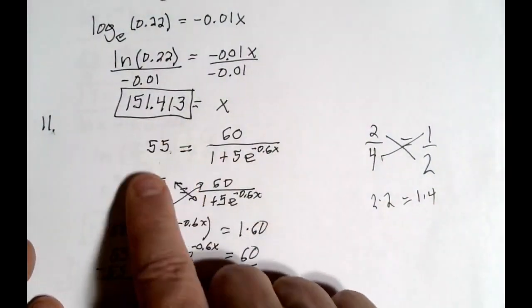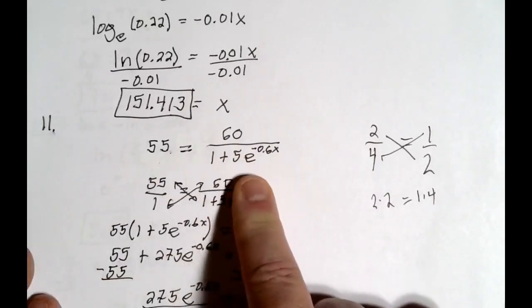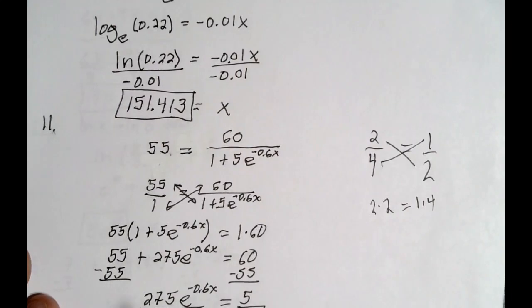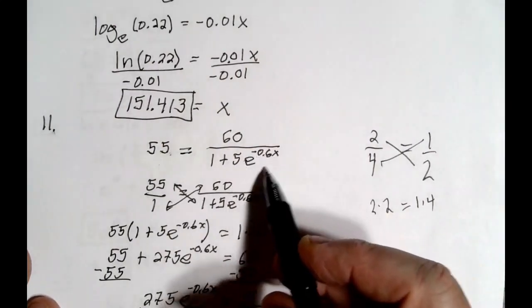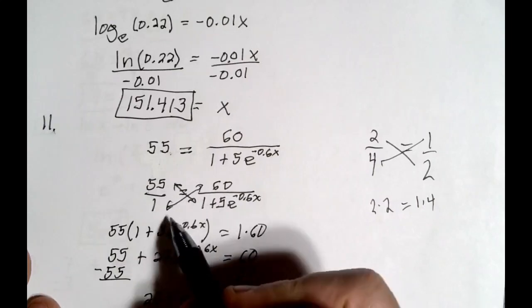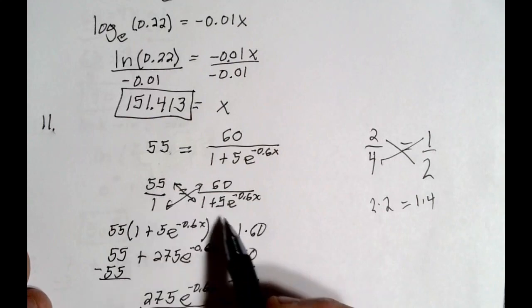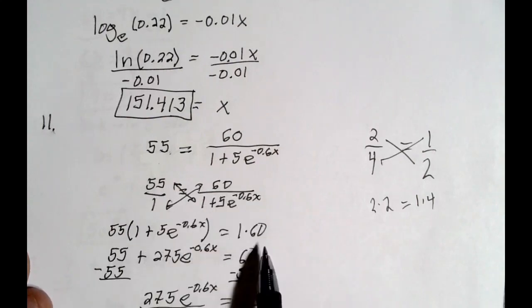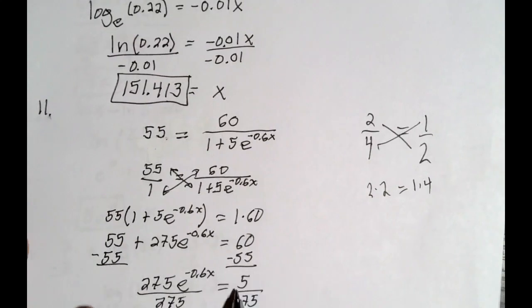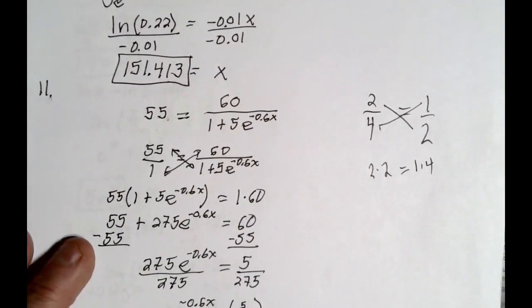Actually, it's an approximation. Number 11 says 55 equals this guy. Well, the problem you've got here is that the one you want to get all by itself is in the denominator. So the first thing you want to do is get rid of all those fractions by cross multiplying, right? 55 over 1 and multiply each side. And this is what you get. 60 equals this. Subtract 55. And then divide by 275. And now you've got it.